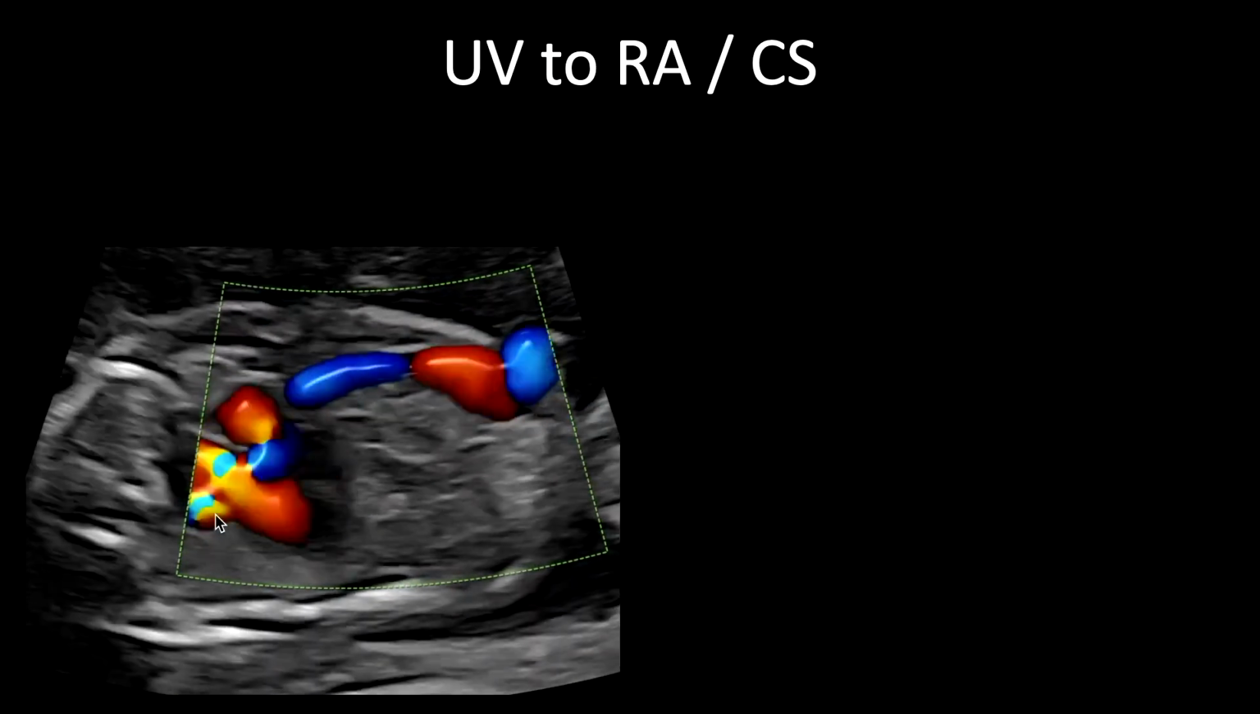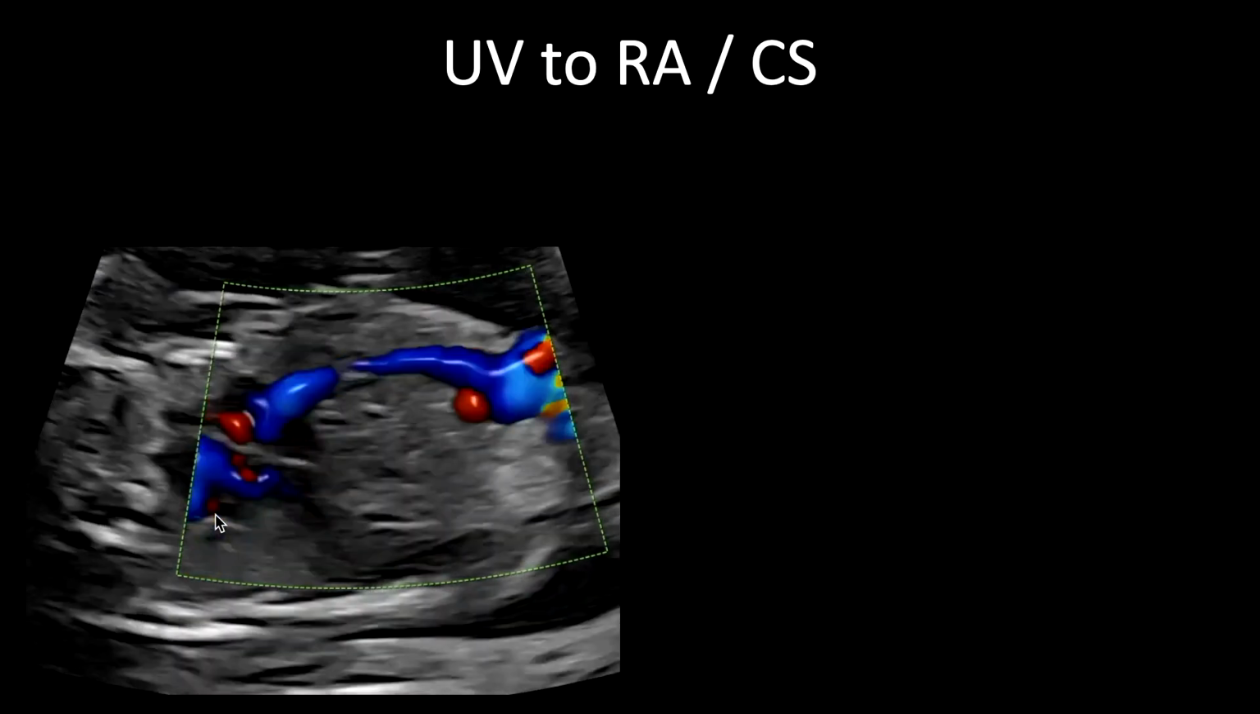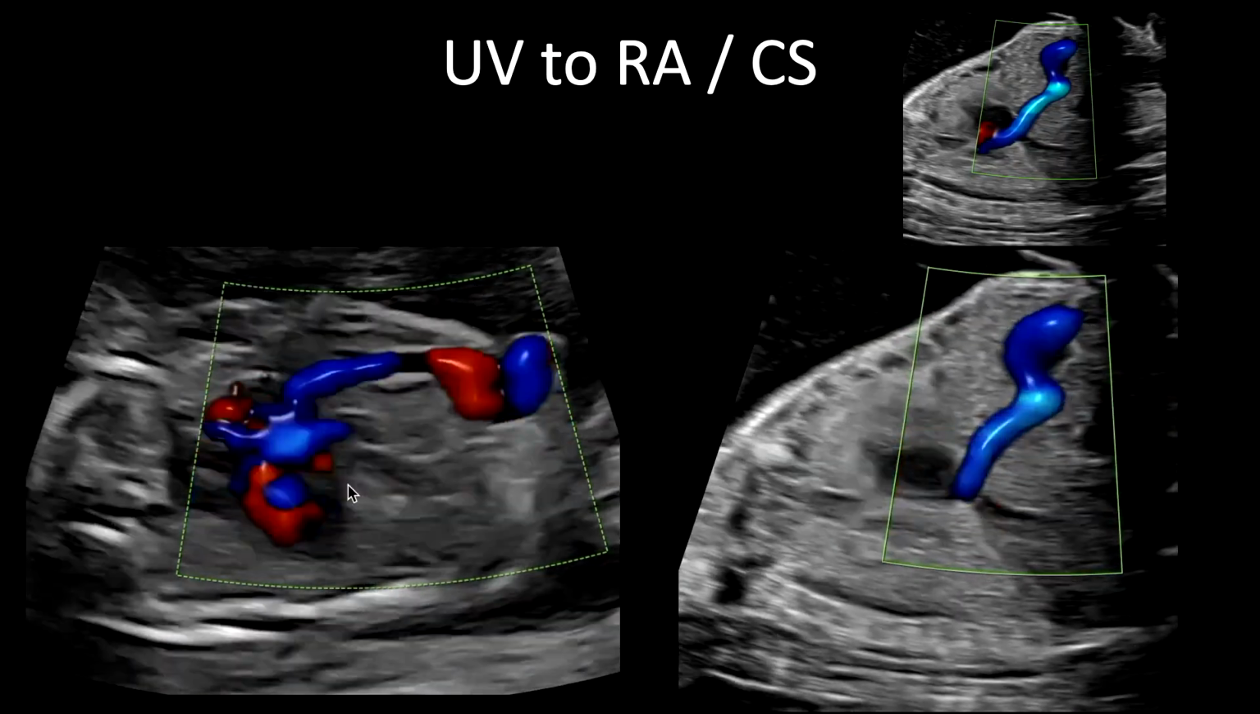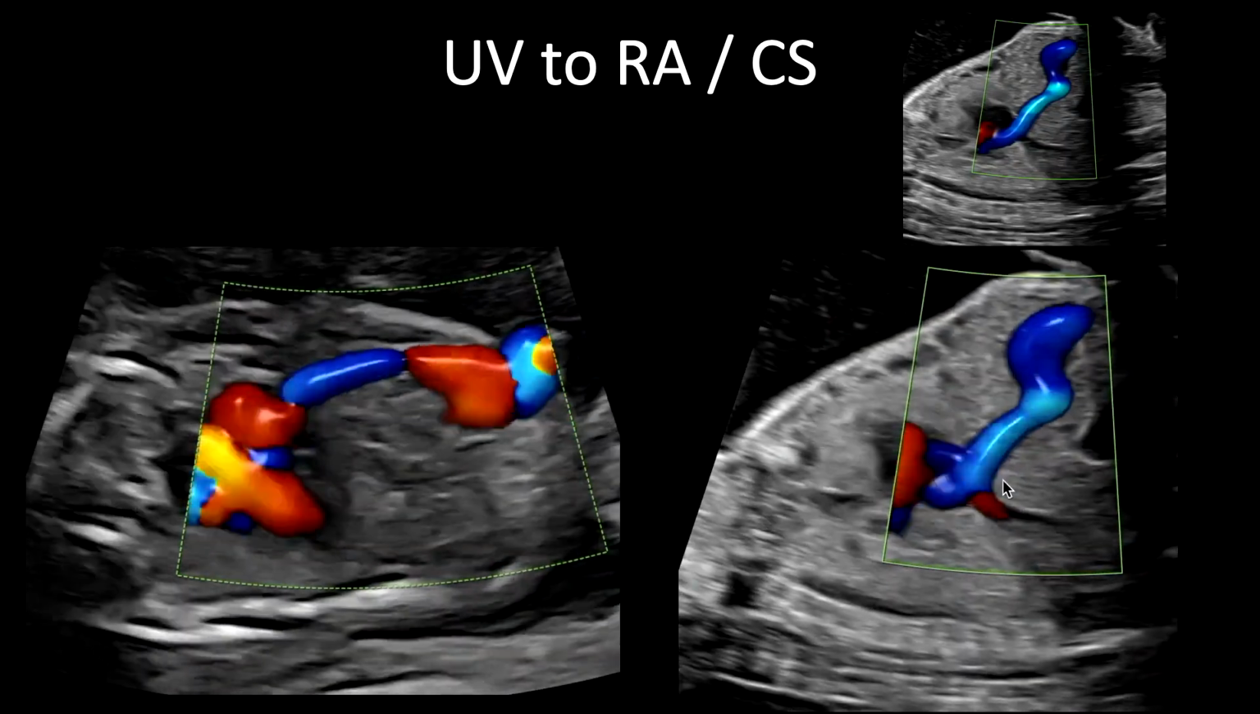not going through the ductus venosus into the IVC. And here's another example again. You see the umbilical vein coming into the heart. So these are important to look for. Again, associations, fetal growth restriction, evaluation, detailed ultrasound, and so forth.